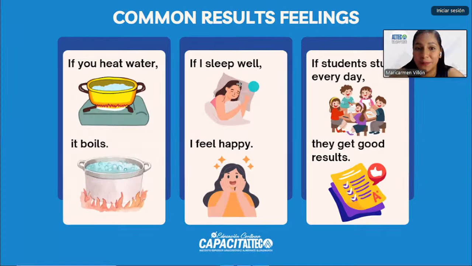Oh, look at this one. If I sleep well, esa es la condición. Veamos el resultado. Si usted duerme bien, you feel happy. Another common result. Veamos otro resultado común aquí. If students study every day, they get good results. If students study every day, si los estudiantes estudian todos los días, van a tener mejores resultados.